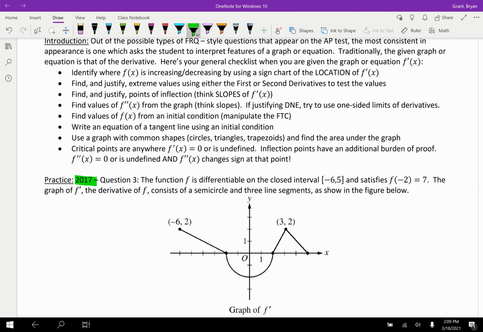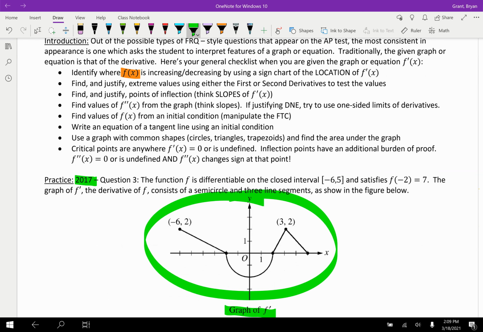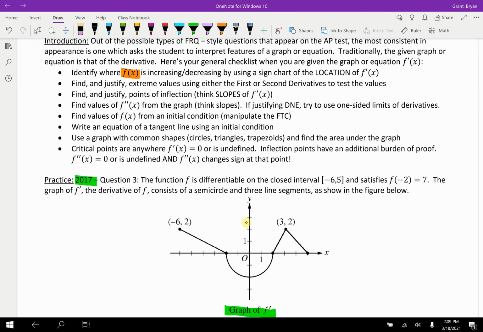This comes from 2017. They gave us the graph of f prime. And then what do they want to know? Well, they want to know things about the graph of f. So they're going to ask you to identify characteristics of f prime to tell them things about f of x.